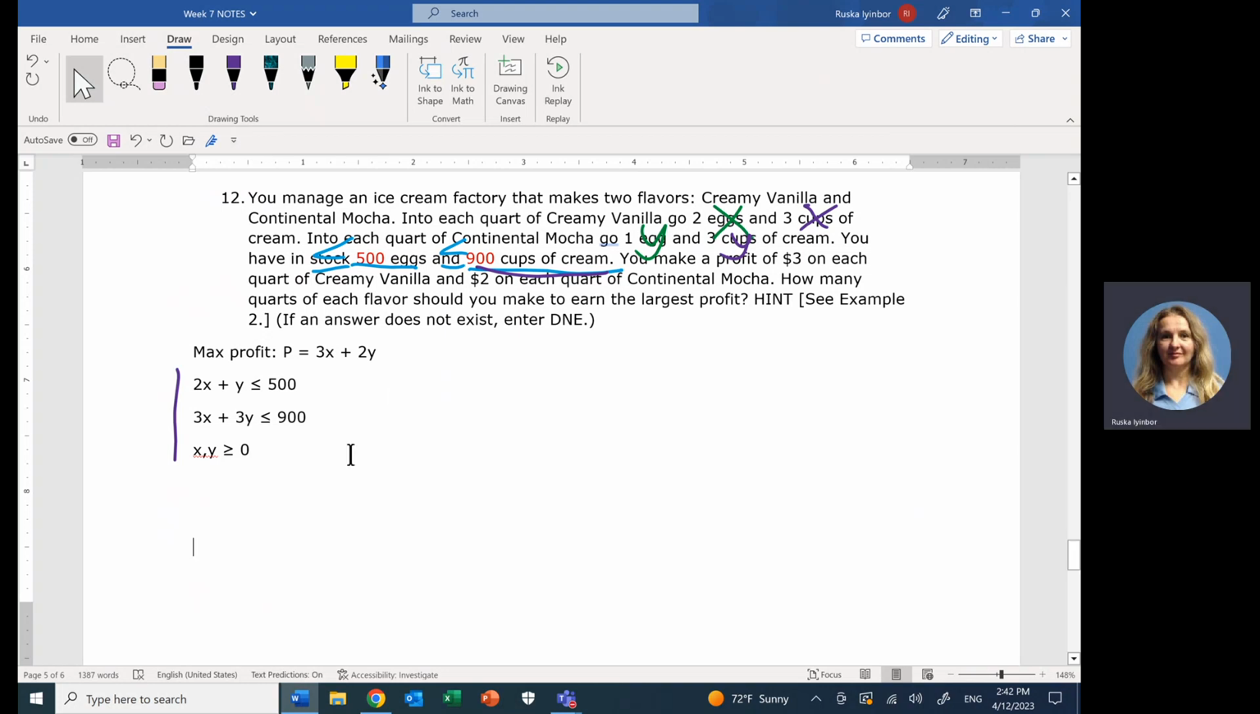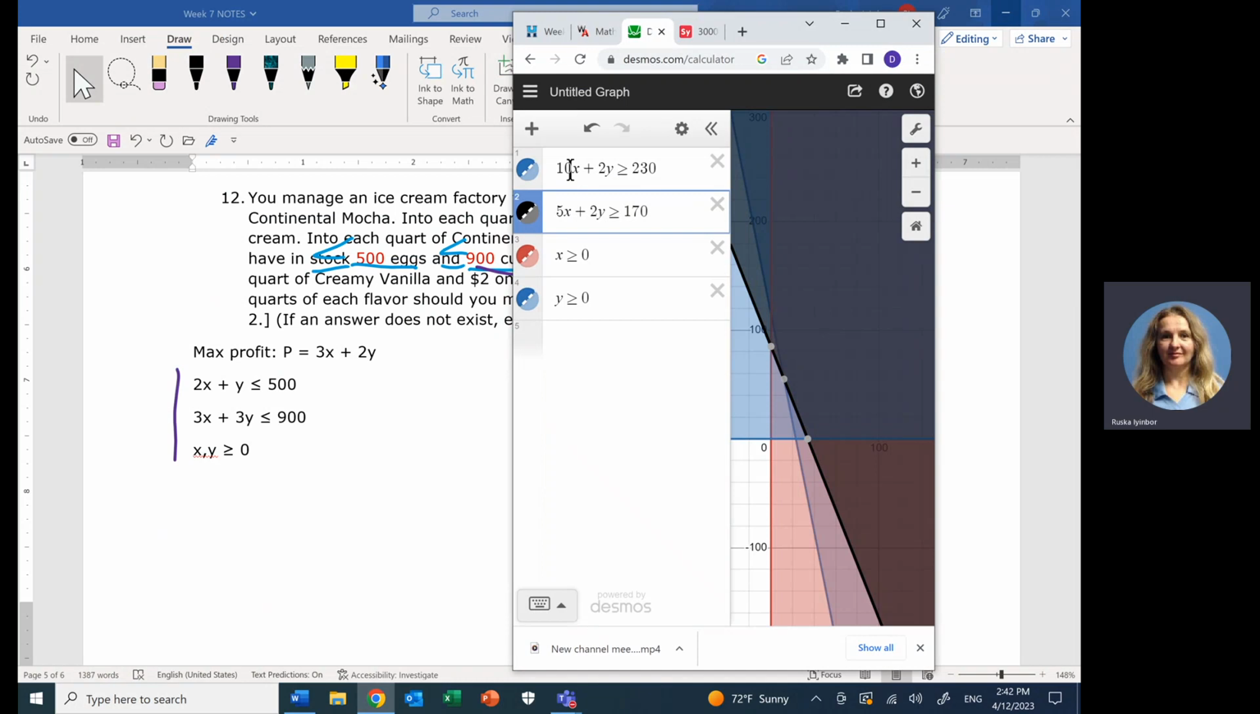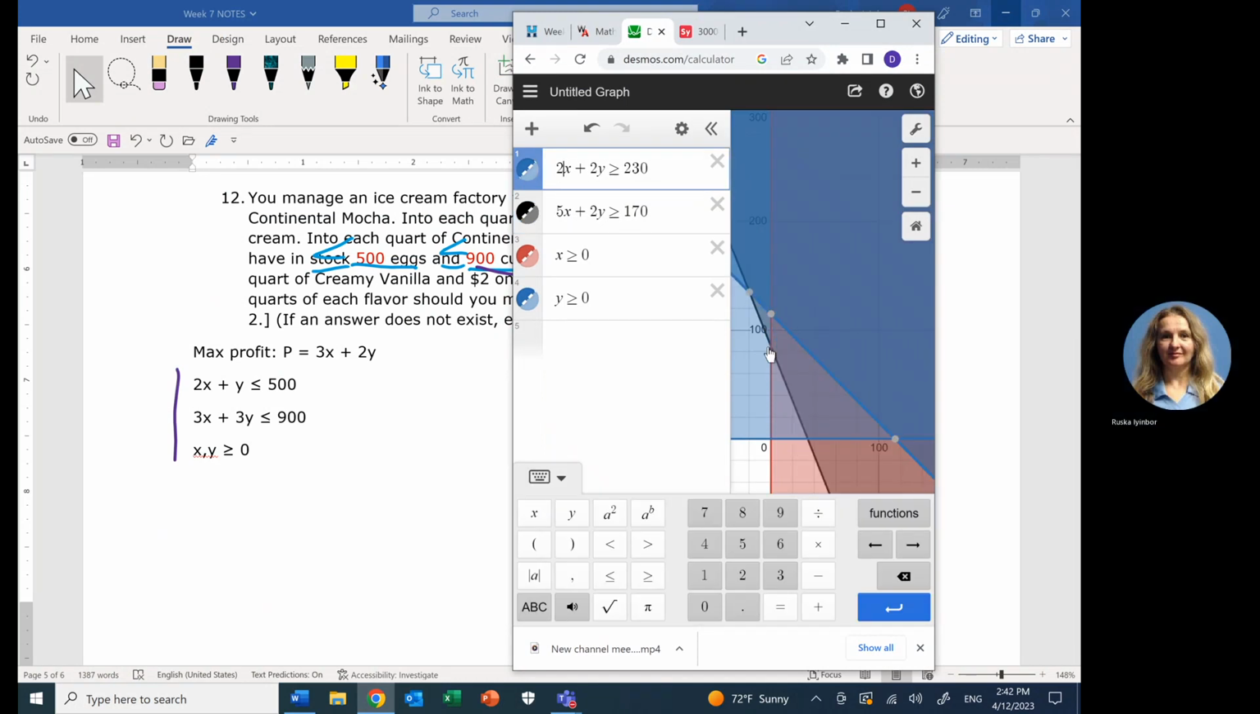So now let's start with graphing this. I'm gonna go to the Desmos calculator. We're gonna put 2X plus Y less or equal 500.